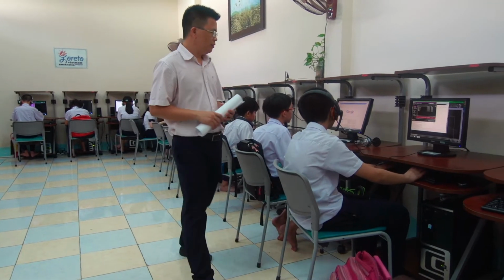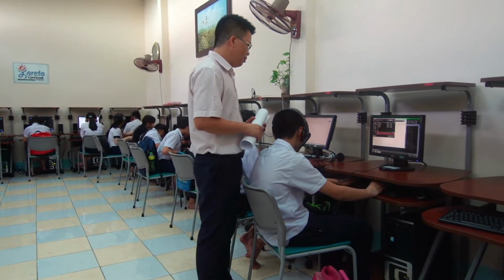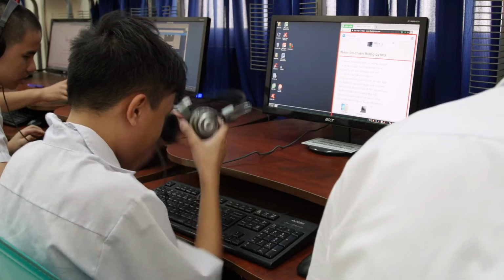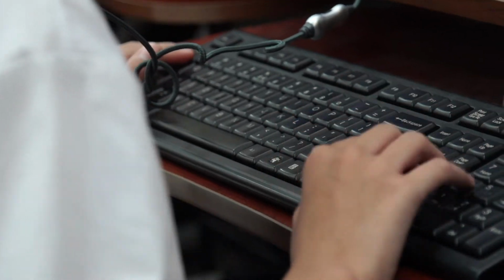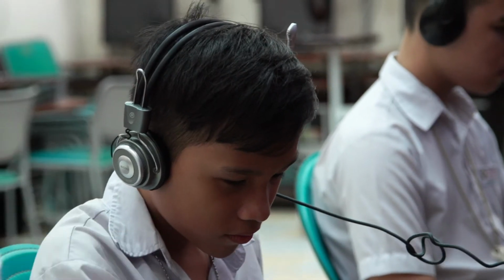I do not know about other countries, but in Vietnam, for visually impaired people, the only way to communicate with the outside world is through the computer. The students here all use NVDA on the computers.